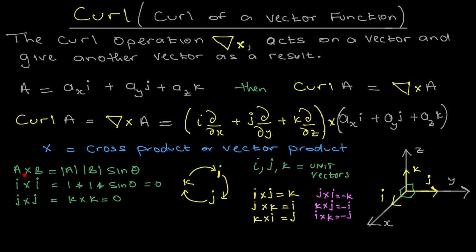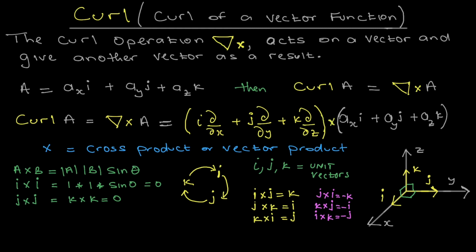And here's the equation for a cross product. If you have two vectors A and B and you cross them together, it will be equal to the modulus of A times the modulus of B times sine theta. Now, I and I are parallel, which means the angle between them is 0. Modulus of I is 1, times sine of 0, and that's 0. J cross J and K cross K will be 0.